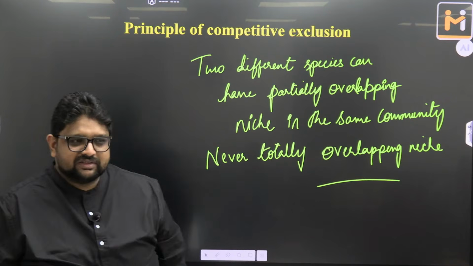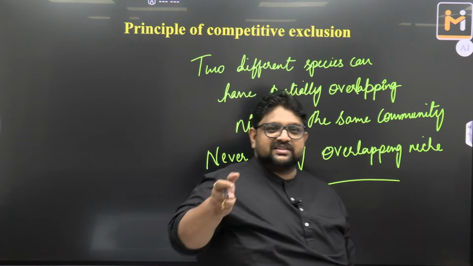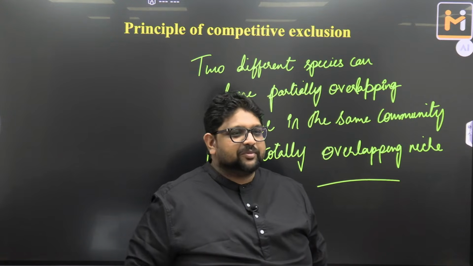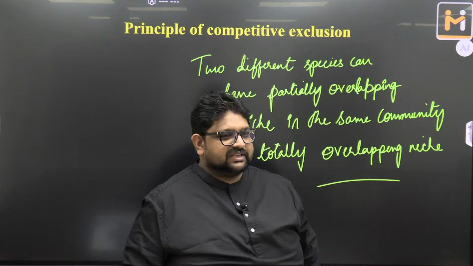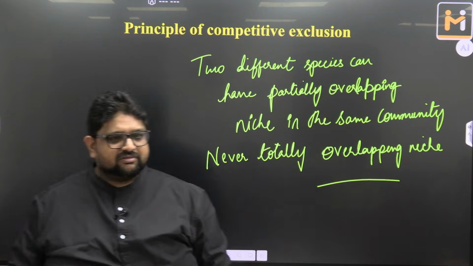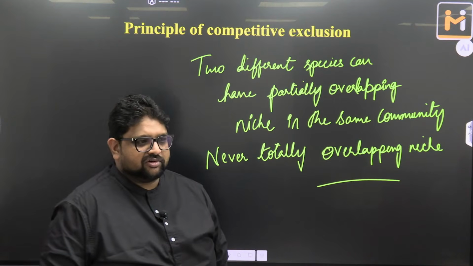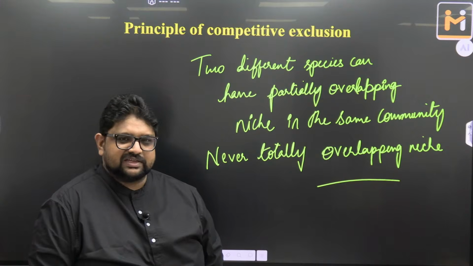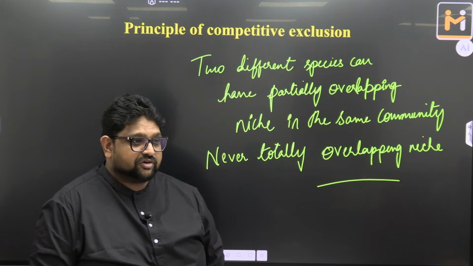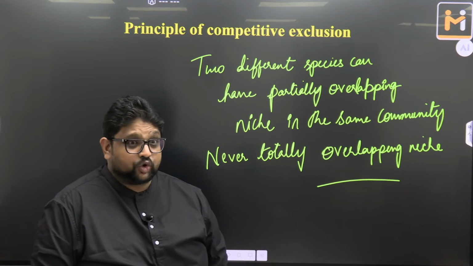So that is the reason you can't find tigers and lions in the same community. In the same community, do you think they can survive? No, there will be a fight. One of them needs to go out. Some animal has to go out. Either the tiger should go out if the lion is stronger, or the lion should go out if the tiger is stronger. They'll fight. They can't have totally overlapping niche.